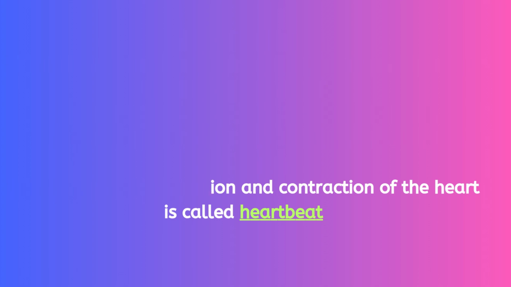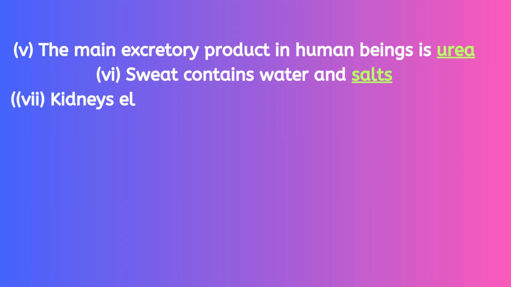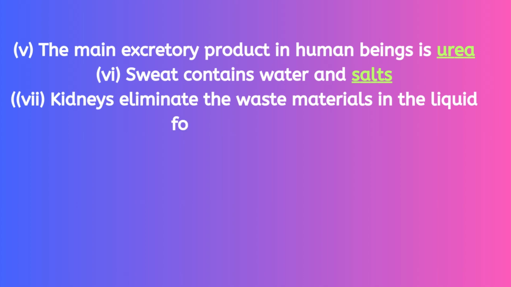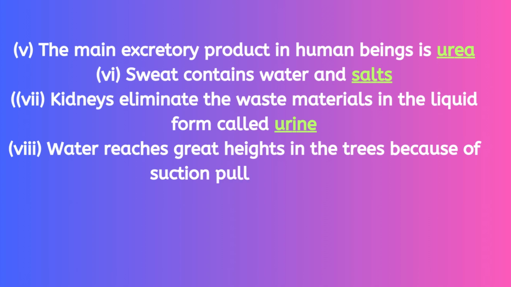Number 5. The main excretory product in human beings is urea. Number 6. Sweat contains water and salts. Number 7. Kidneys eliminate the waste materials in the liquid form called urine. Number 8. Water reaches great heights in the trees because of suction pull caused by transpiration.